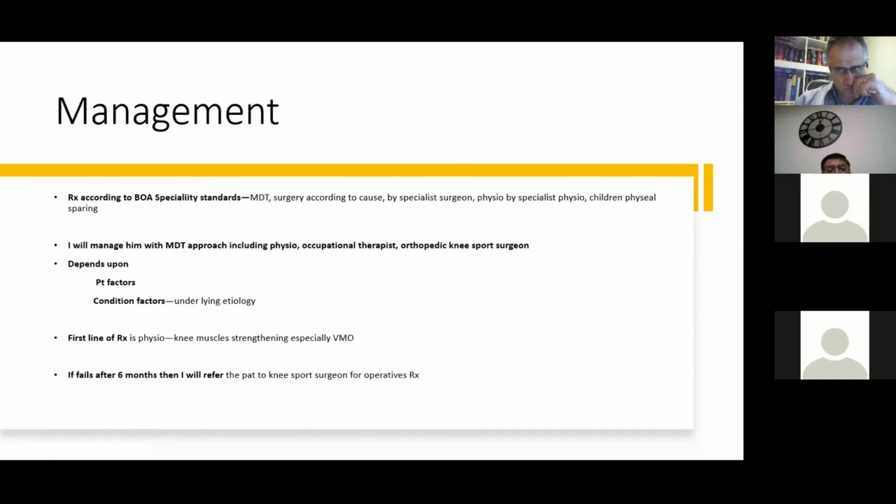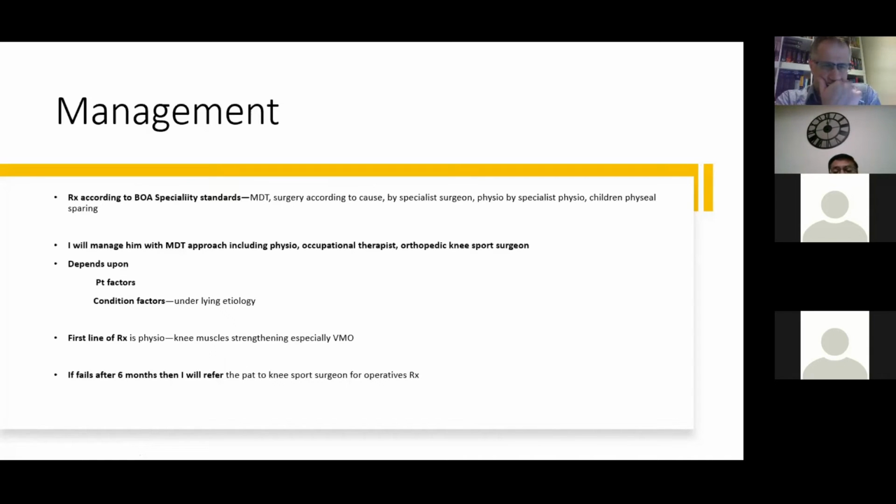And also we have to include the specialist physio and the occupational therapist. The treatment will depend upon patient factors and condition factors. Patient factors include the age, the activity level, and the comorbidities of the patient. Activity level means what the sports activities are and what the occupation of the patient is. Regarding condition factors, that is the underlying etiology, which I will discuss later on.